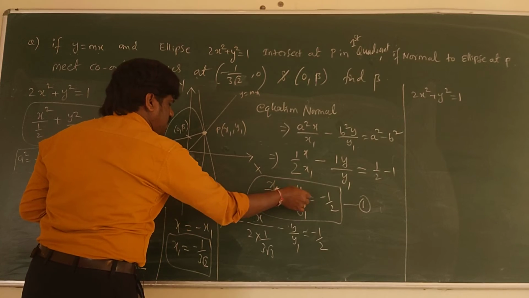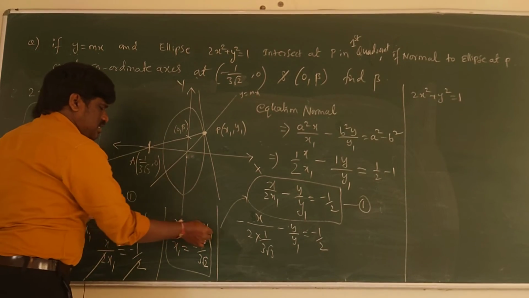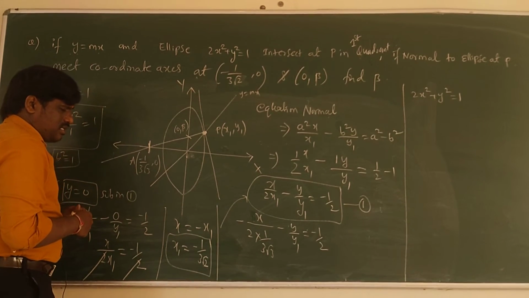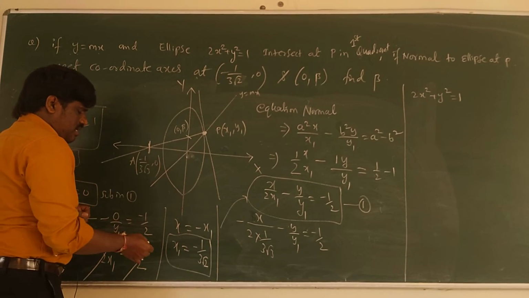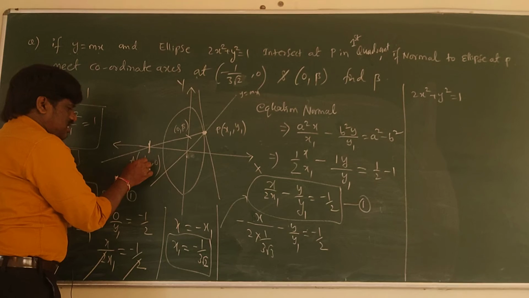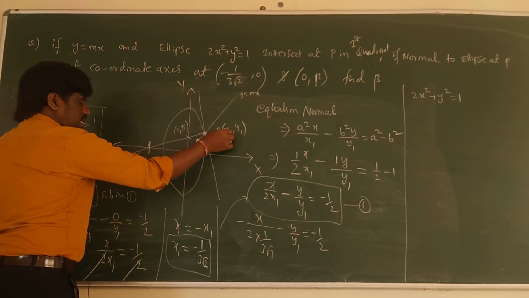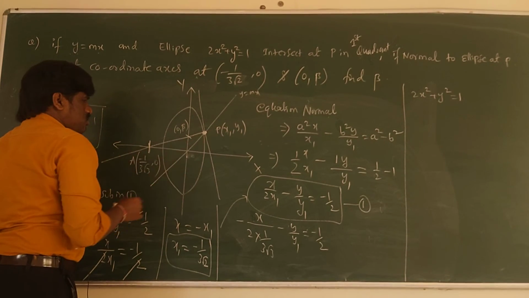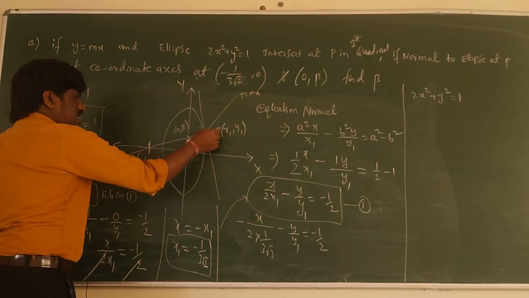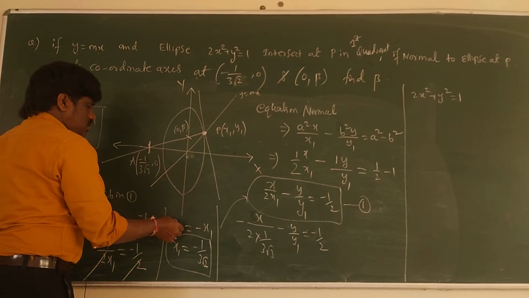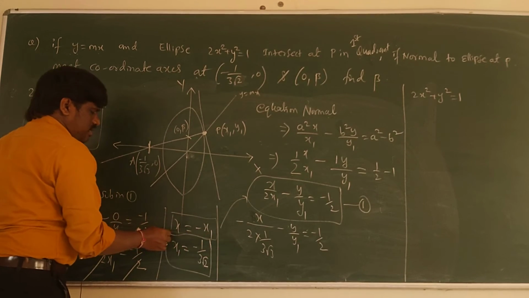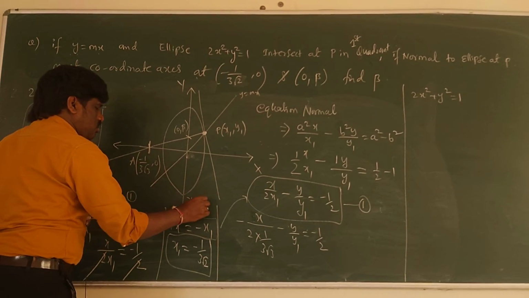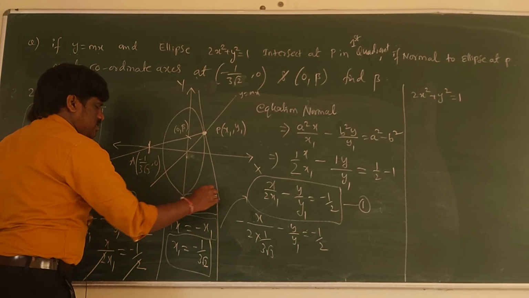When I substituted y is equal to 0, I got x is equal to minus x1, correct? So this is the x1. This is the equation of the ellipse. So x is equal to minus x1. Here I got x is equal to minus x1. It means x1 is equal to minus x.